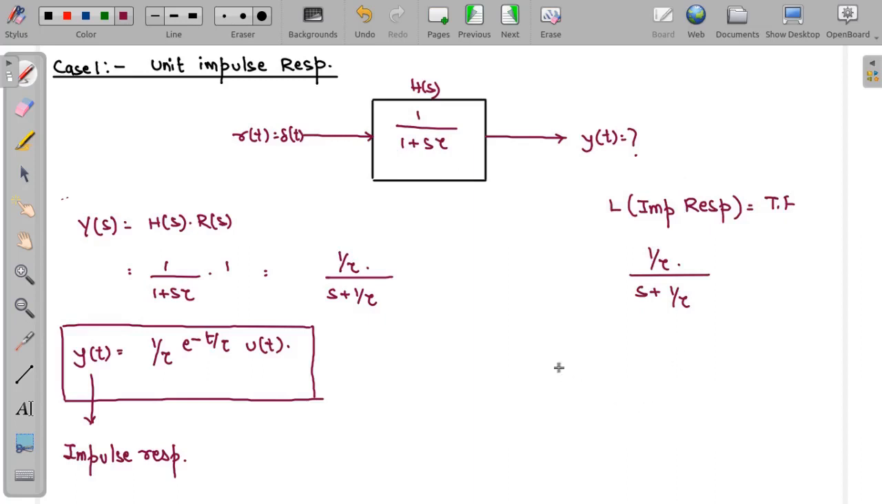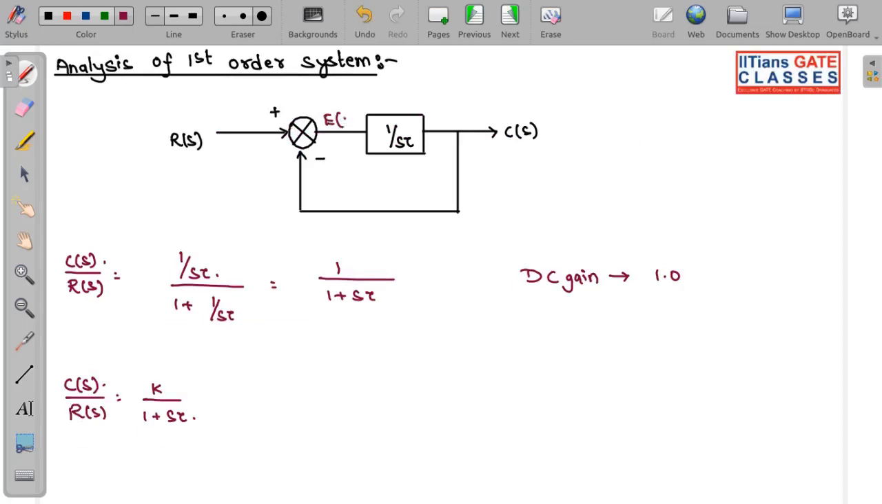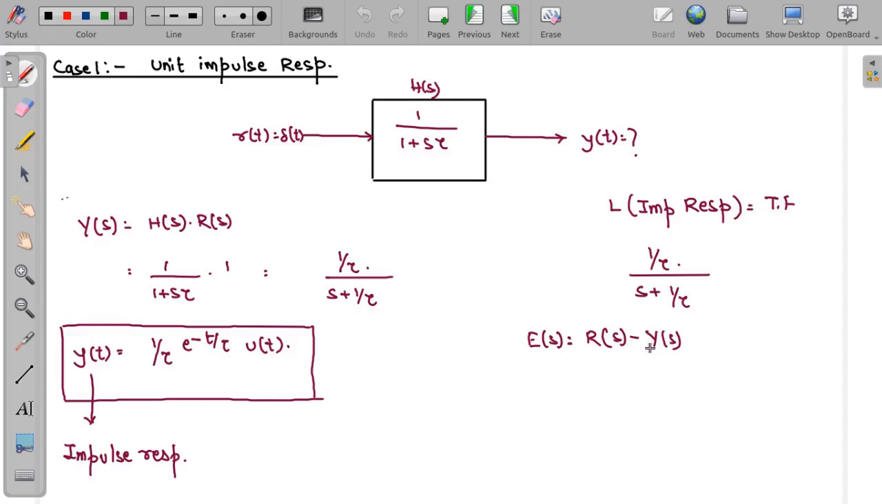Now let us talk about error. Error is r(s) minus y(s). So where is this error? Error is at this point. So error e(s) is equal to r(s) minus c(s). You can see it over here also. Here I have taken c(s) as y(s), so that is why I am writing y(s).